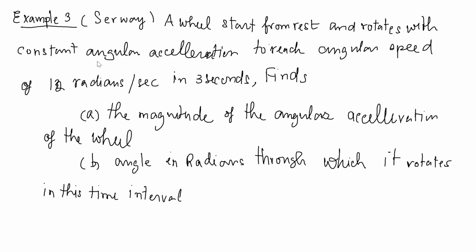Okay. So what does this question give us? It gave us that it starts from rest. That means omega 0 is 0. It rotates until the angular speed is 12 radians per second, which is the final angular speed, in 3 seconds, which is the time interval. So we can calculate the magnitude of angular acceleration and theta, the angle through which it rotates, by using the formulas and definitions.